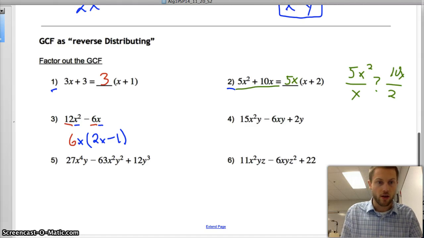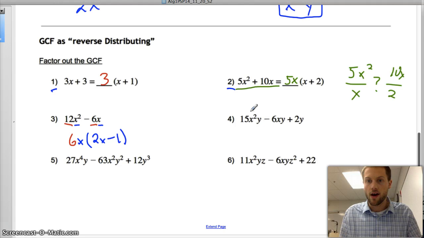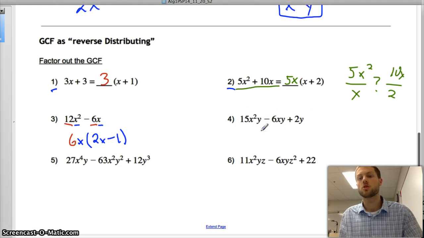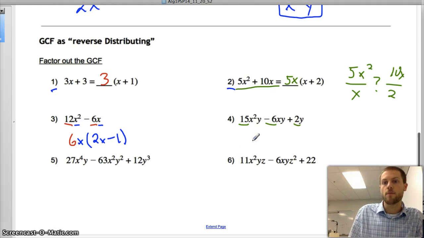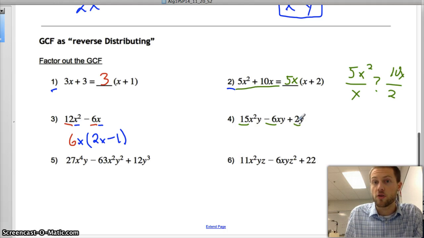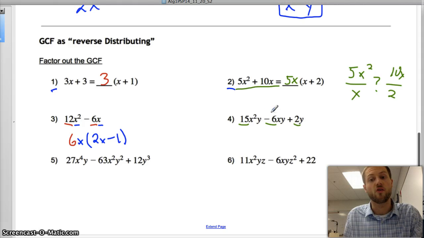Okay, let's take a look at number 4 now. Again, I'm trying to find the greatest common factor between these three terms. So again, let's start with the coefficients. I've got 15, a negative 6, and a 2. Well, I've got 1 prime coefficient here, so really I have to look to see if 2 divides into all 3 of these, and it doesn't. So I'm not going to be able to take out an integer coefficient for my greatest common factor.